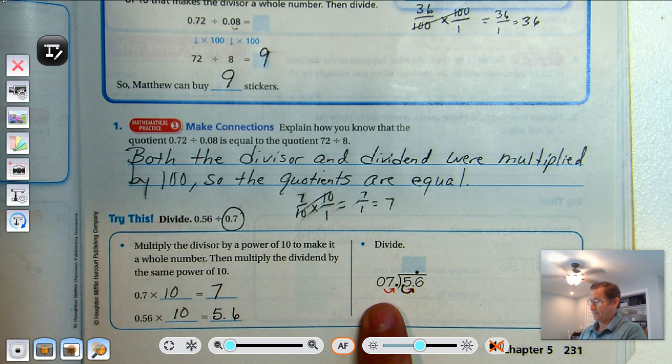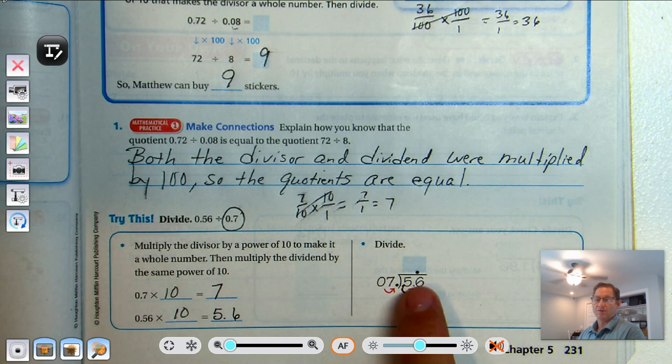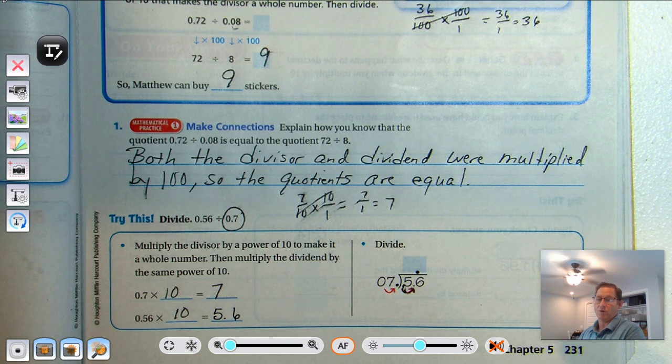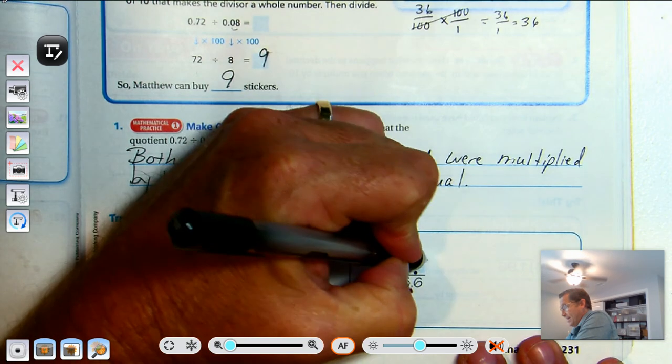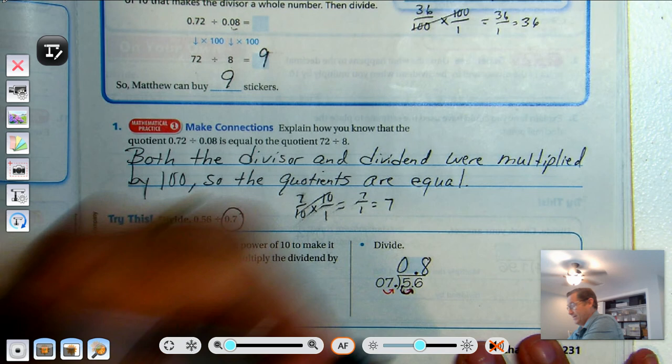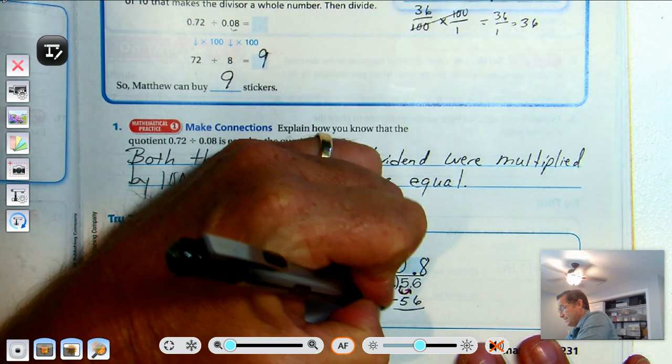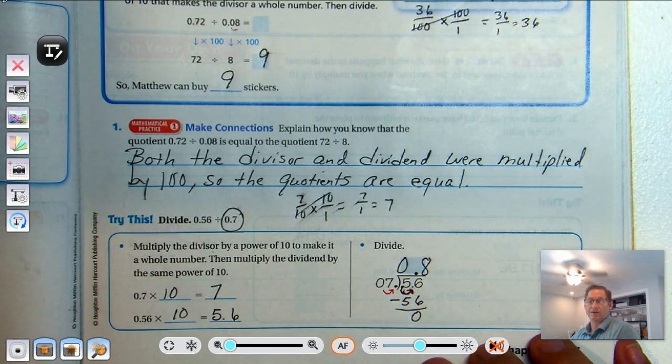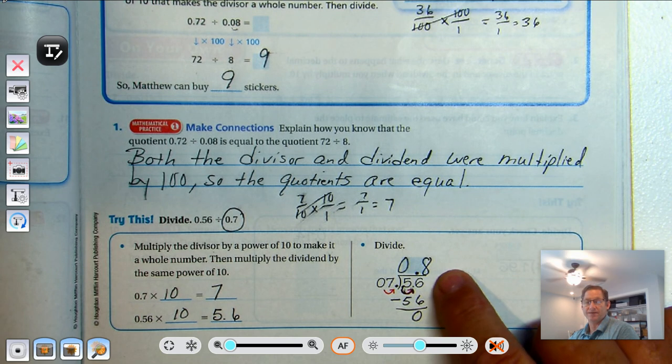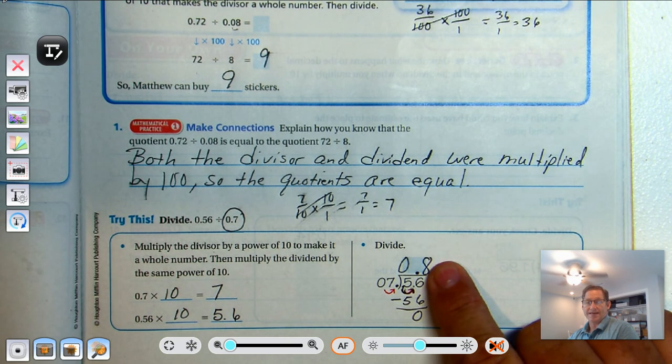Well, we learned in lesson 5.4 that if we take a decimal and divide by a whole number, all we have to do is move the decimal straight up. Okay, so we know our decimal point's got to be there. So 5 divided by 7, we know that's going to be less than 1, right? And we know that 8 times 7 is 56. So we'd have 0 left over. We have no more numbers in the dividend to bring down. So our answer is 8 tenths.